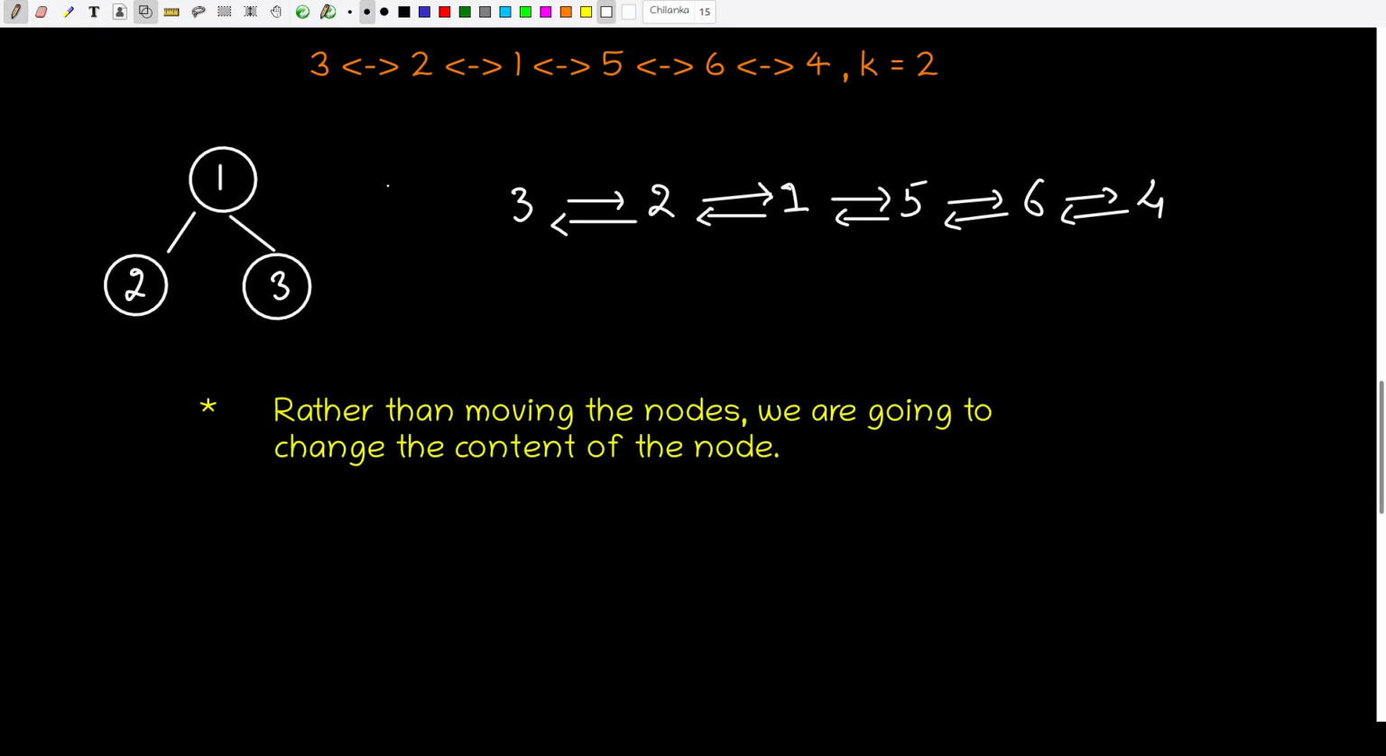So in order to sort the doubly linked list, rather than moving the nodes of the linked list, we are going to change the content of the nodes. What I mean by this is we don't really have to manipulate the next or previous pointer. We just have to swap the content, or change the content of the node. Let us work with an example to understand it better.